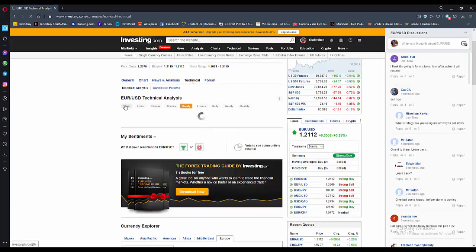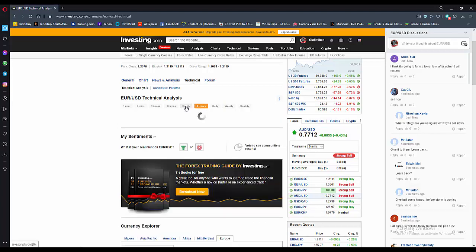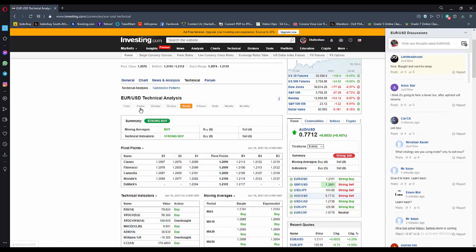So let's see, strong sell 1 minute, 5 minutes strong buy, neutral. 5 hours is neutral, daily is neutral, okay. But 5 hours is neutral, 1 hour, this is a short term. From 5 minutes to 1 hour is a short term. Okay, let's try and see. Let me look at Euro JPY.